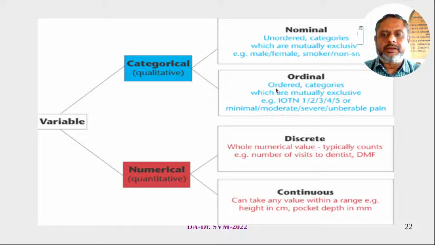Ordinal is again ordered. There are categories again which are mutually exclusive. So a person can be first rank or the second rank or the third rank, but cannot be more than one rank. So that's mutually exclusive, ordered. That's one gets the highest score is first order, one gets second is second order.